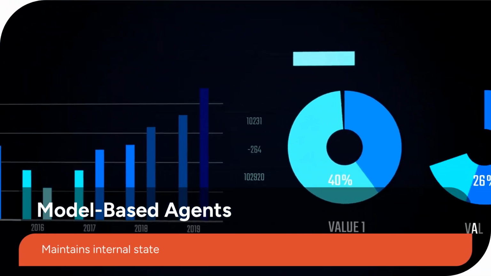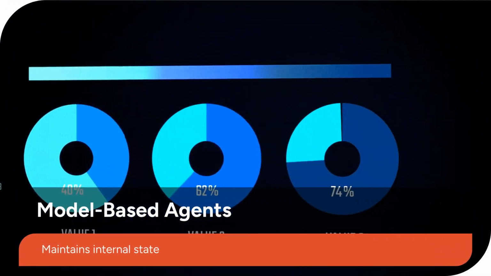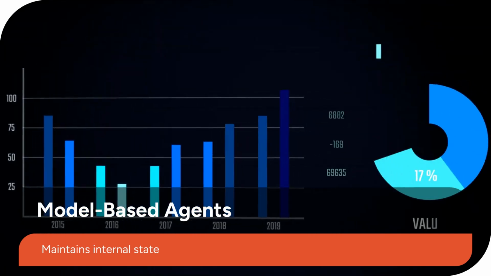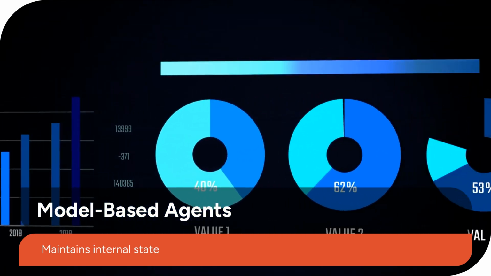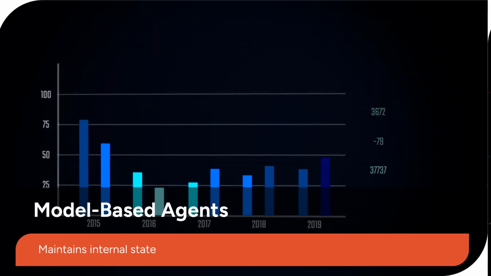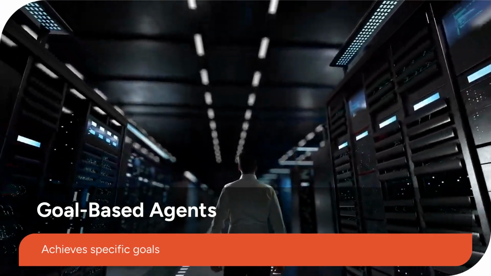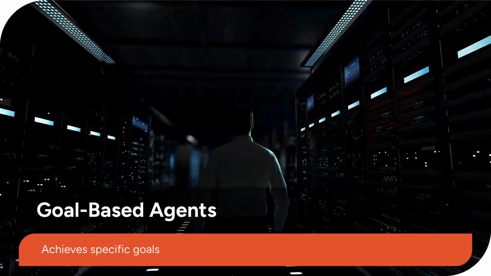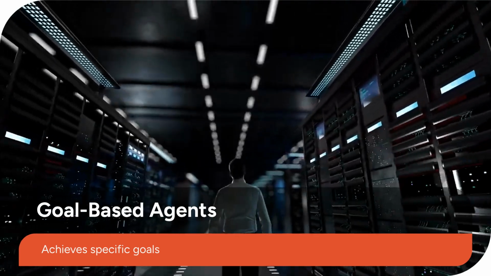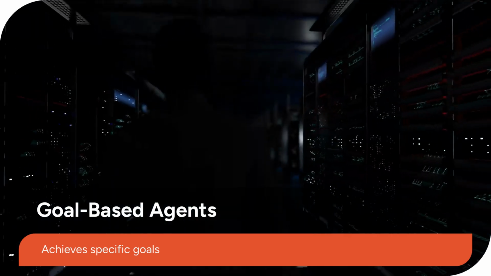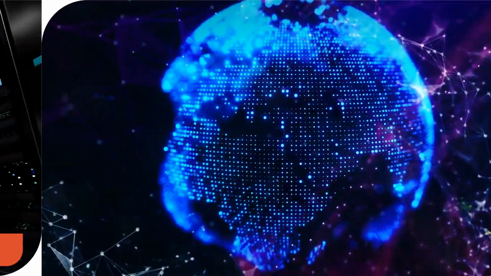Model-based reflex agents maintain an internal state, essentially tracking what the world looks like now, which allows them to handle partially observable environments and make more informed decisions. Goal-based agents go a step further by using explicit goals to guide their actions. They reason about sequences of actions to reach a desired state, making them suitable for planning and search problems.